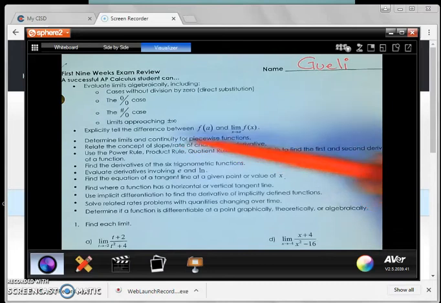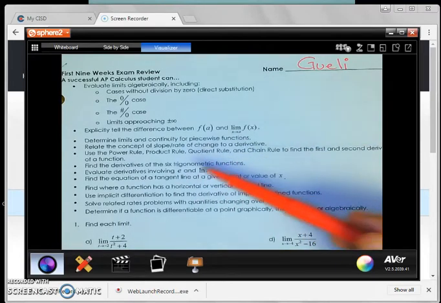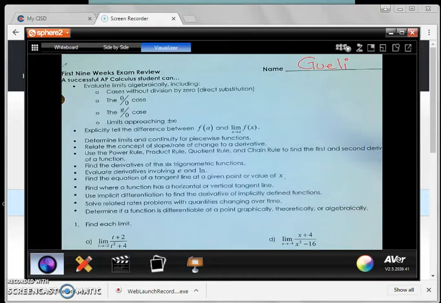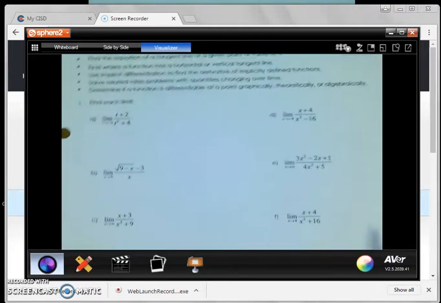The rate of change relates to a derivative, so if it's asking you for the rate of change or the slope of a tangent line, you should be thinking derivative. Know all the derivative rules, including power rule, product, quotient, and chain rule. Don't forget, you are also expected to know the derivatives of trig functions, how to evaluate e and ln, the equation of tangent lines, vertical and tangent lines, use implicit differentiation, and related rates. Basically, all of those are included, and I was going to do some examples of each of those.